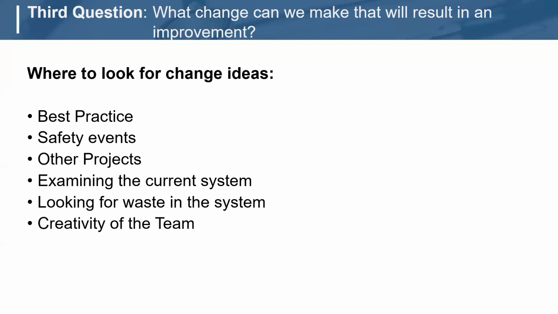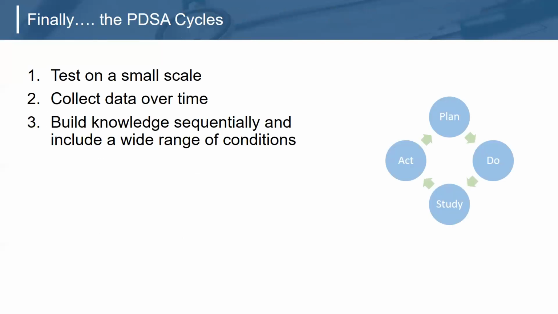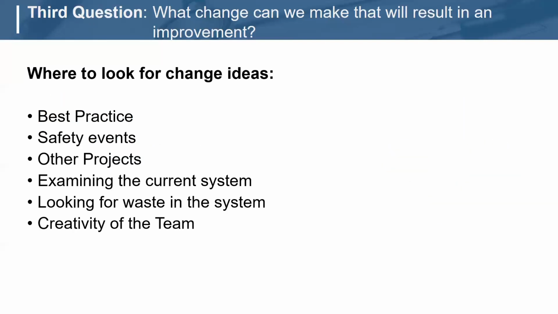You can look at the current system by doing patient journey maps or process maps. You can look for waste in the system, whether that's time, materials, or talent on your team. Or you can look at embracing the creativity of your team. Often we need to try different ideas to actually achieve our aim. Your PQI team will assist you with generating these ideas.